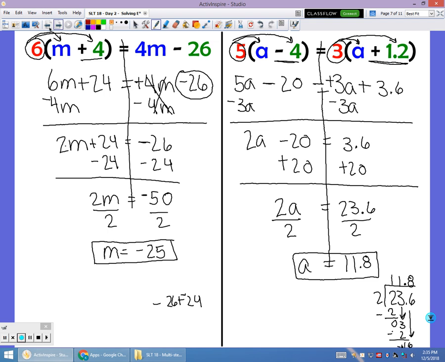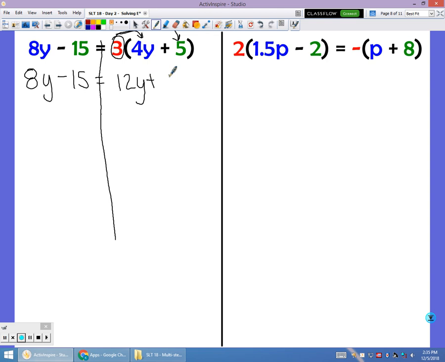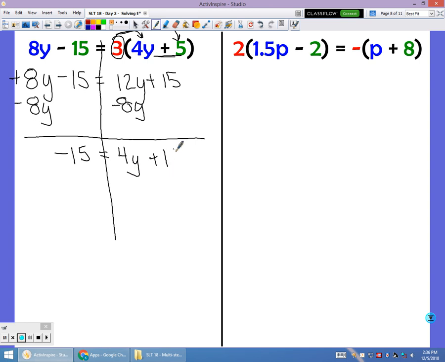Okay, real quickly, we're going to run through 2 more, and then I'll have you start working on your own. So again, we're going to distribute. So this side is 8y minus 15 equals 12y plus 15. Again, we had to distribute. My smaller variable is this 8y, so I'm going to subtract 8y from this side, subtract 8y from this side. If I draw a line, I'm left with negative 15 equals 4y plus 15.